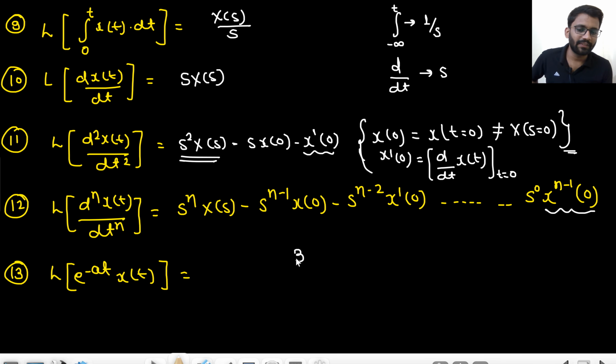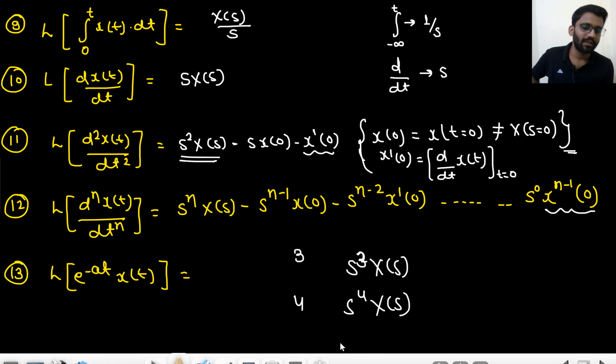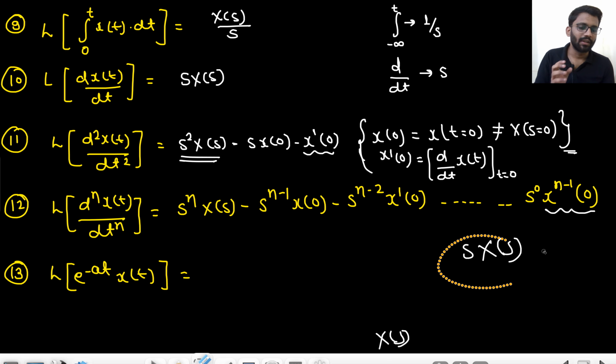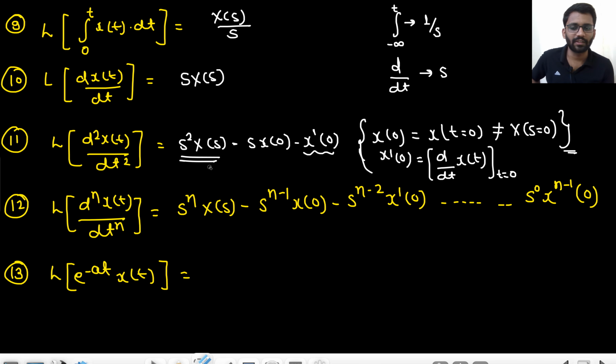Okay, if thrice differentiation is done, s square x of s. If 4 times differentiation is done, s to the power 4 x of s. If 5 times differentiation is done, s to the power 5 x of s. Once differentiation is done, s into x of s. Okay, so you won't have to use this one further, but you should know these basic things, so that's why I am telling.